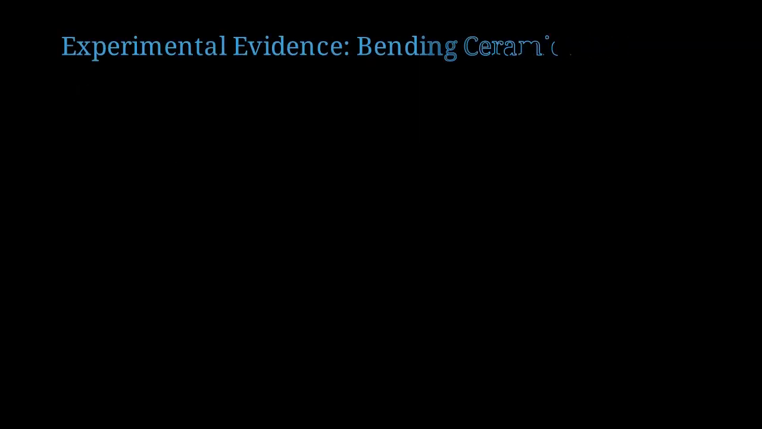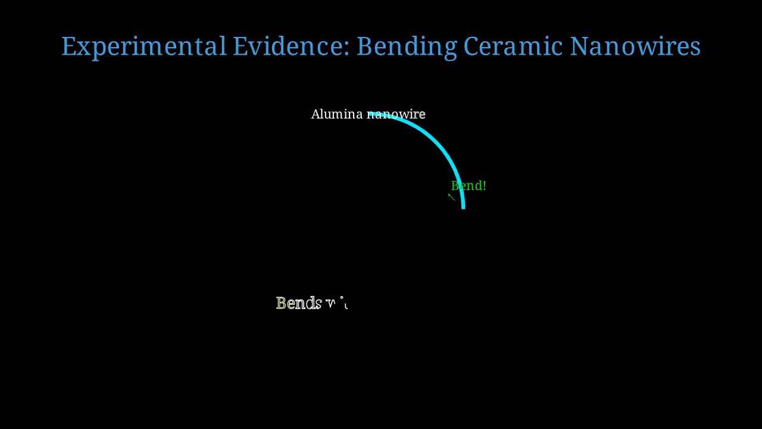This isn't just theory. Experimenters have actually bent ceramic nanowires inside electron microscopes and observed plastic deformation. They took alumina nanowires, applied bending forces, and watched them curve smoothly without shattering. Materials that are legendarily brittle at the macro scale become ductile at the nanoscale.